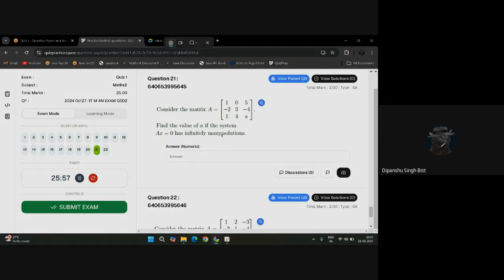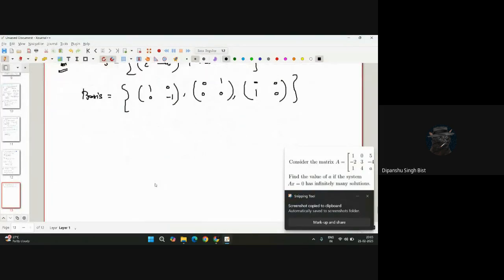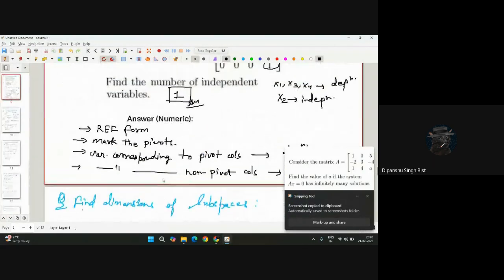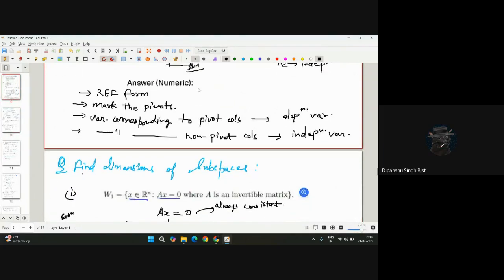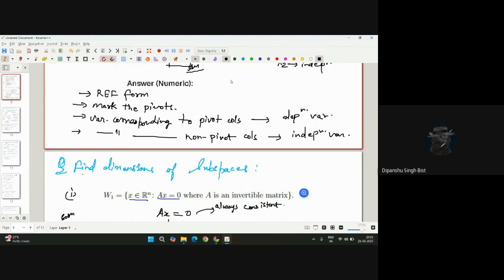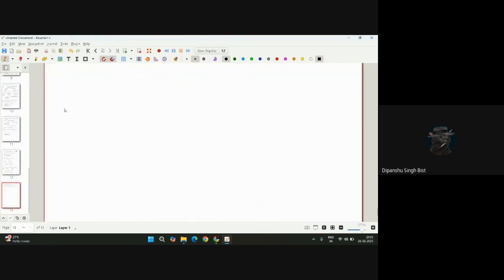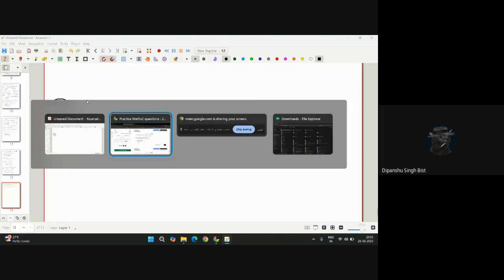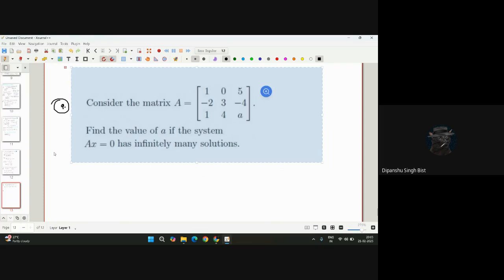The next question says that you have a matrix, and find the value of alpha so that it has infinitely many solutions. So we come to determinant 0. If we call it question 8, we can have our 9th question here. Okay, it should have infinitely many solutions.